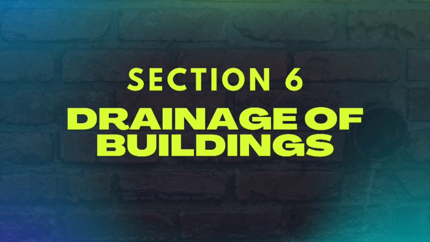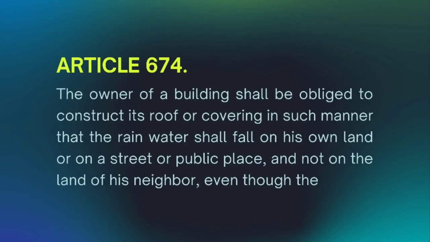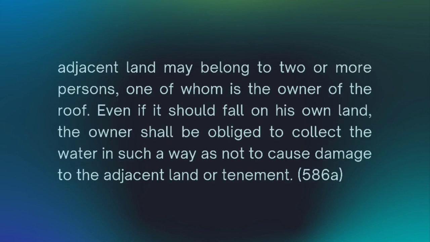Section 6. Drainage of buildings. Article 674. The owner of a building shall be obliged to construct its roof or covering in such manner that the rain water shall fall on his own land, or on a street, or public place, and not on the land of his neighbor, even though the adjacent land may belong to two or more persons, one of whom is the owner of the roof.